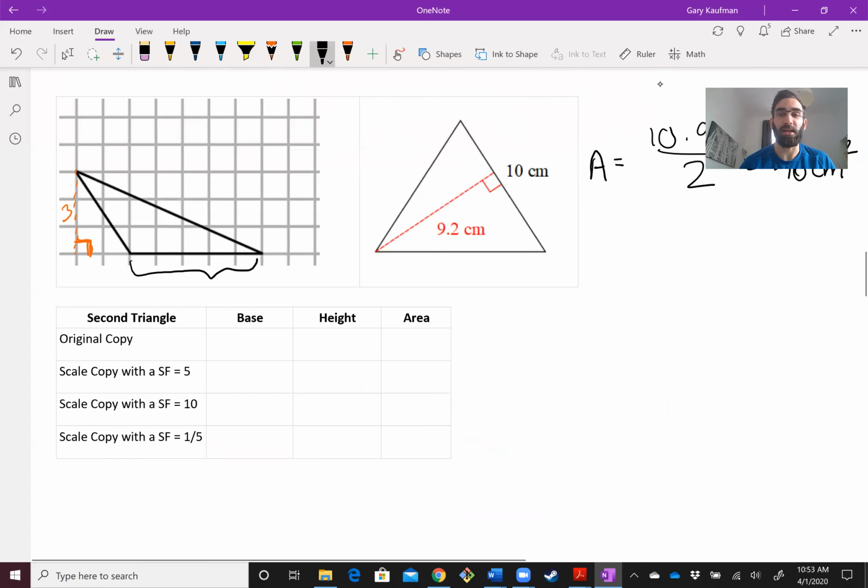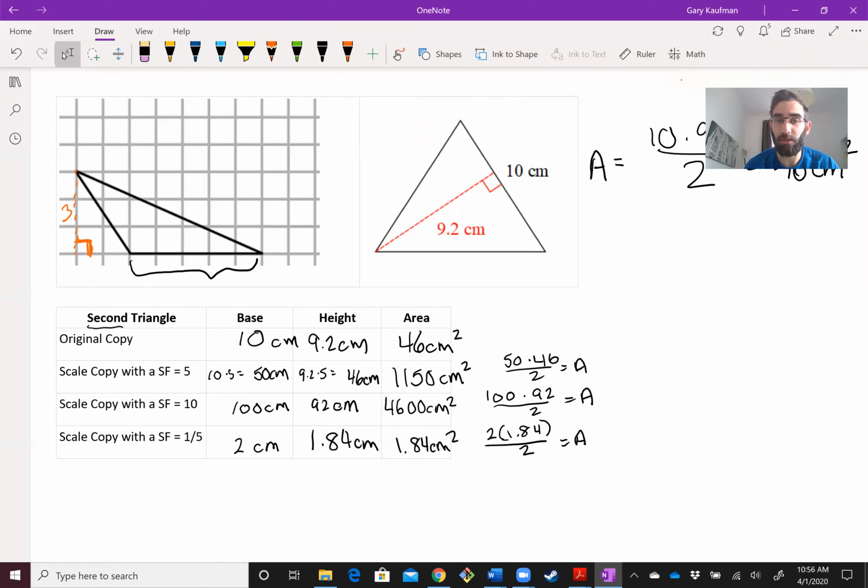Now, same exact thing as before. We have an exploration, but this time we're going to do the second triangle. So my original base is 10. My height is 9.2 centimeters. My area we discovered was 46 centimeters. So here are your scale factors. Fill out the table in your notebook, and let's see what we get as a pattern.